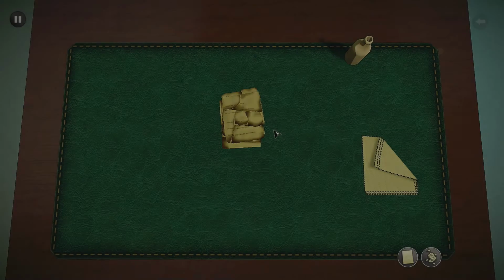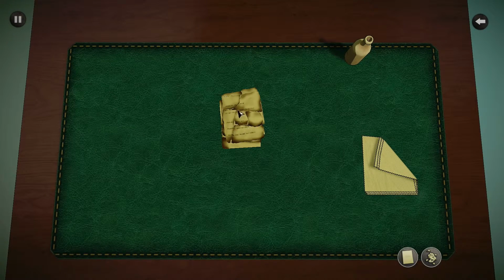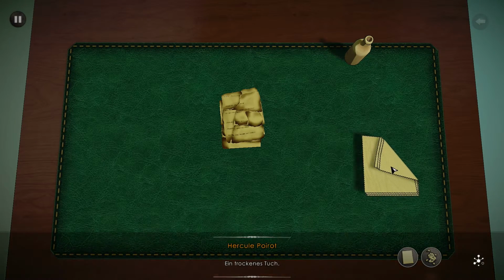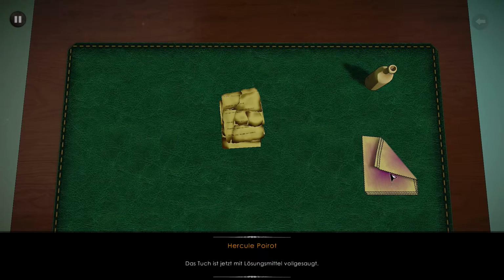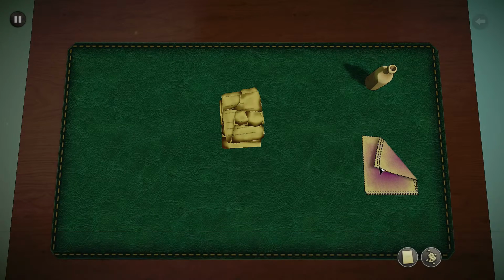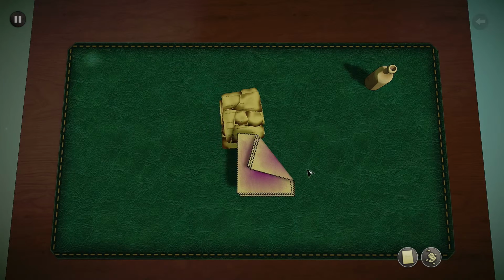Ja, genau, alles aufeinander. Das funktioniert ja ganz toll. A dry cloth. Alles damit getränkt. The cloth is now soaked with solvent. Und dann da drüber.